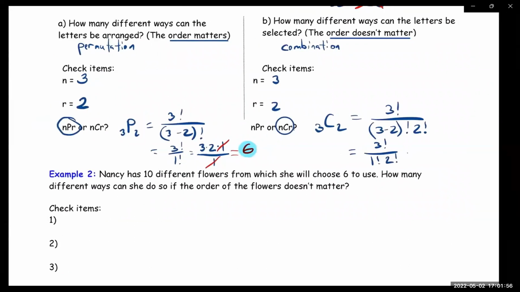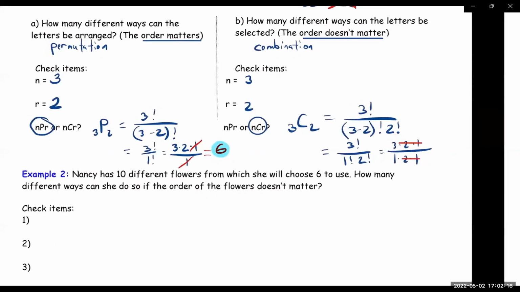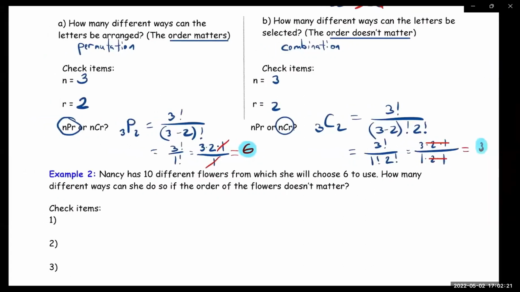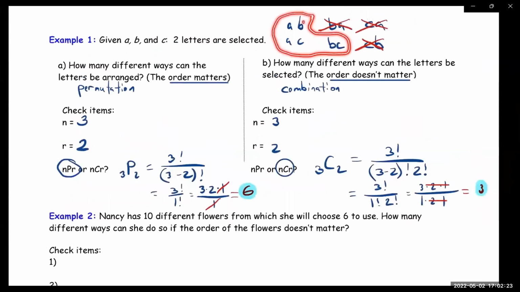And then you can write them out: 3, 2, 1 over 1, 2, 1. Then you can cancel out the numbers that are the same: 2 and 1, 2 and 1. Your answer is going to be 3 divided by 1, which is 3 different ways. And that's exactly what we got: 1, 2, 3 different ways. So that's the way the formulas work.